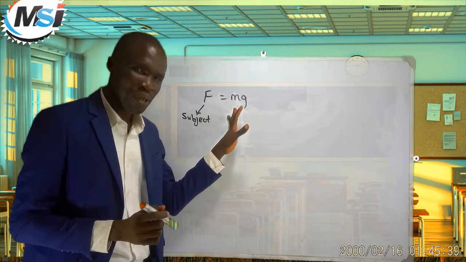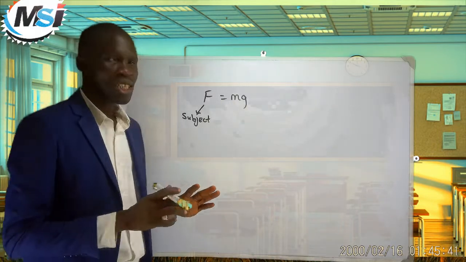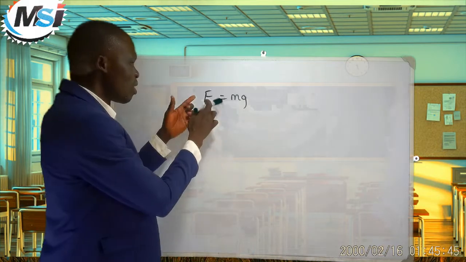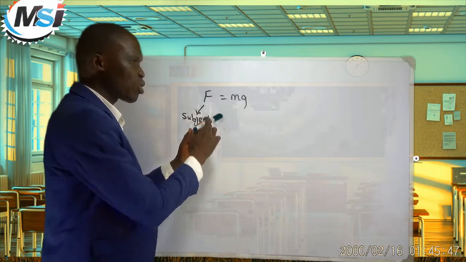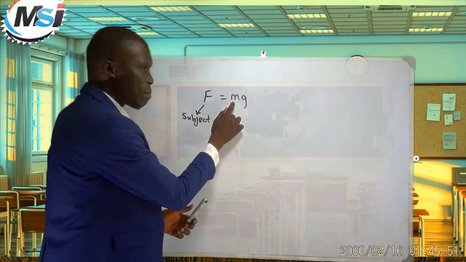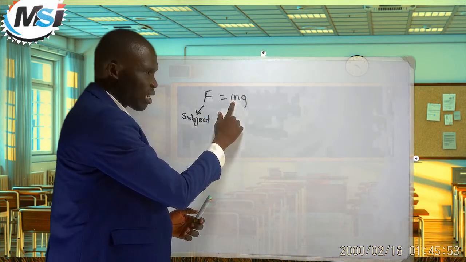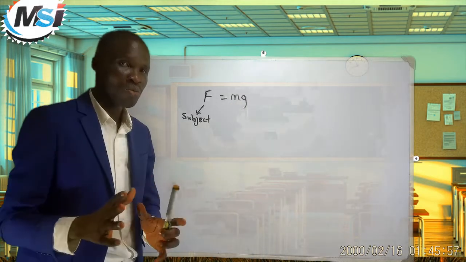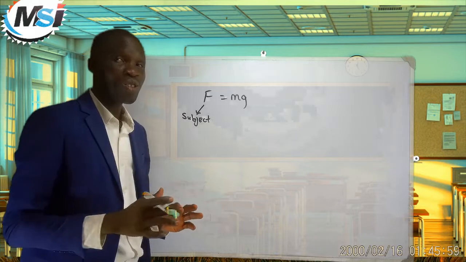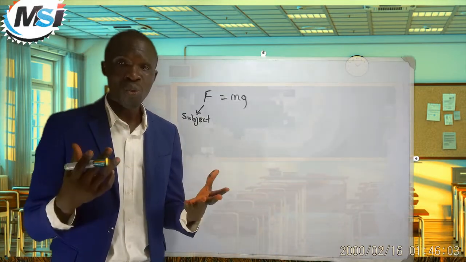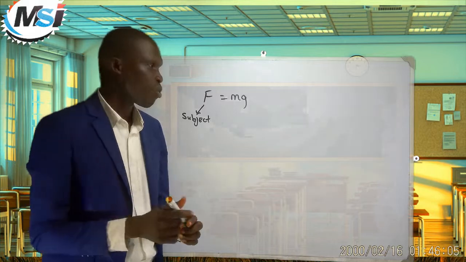Now, when we say subject of the formula, we want to change this F. We want to move it to this direction, and we want to make m the subject of the formula. So I want to give you the basic knowledge of the subject of the formula, so that wherever you see any question on subject of the formula, you'll be able to reason well and apply wisdom.